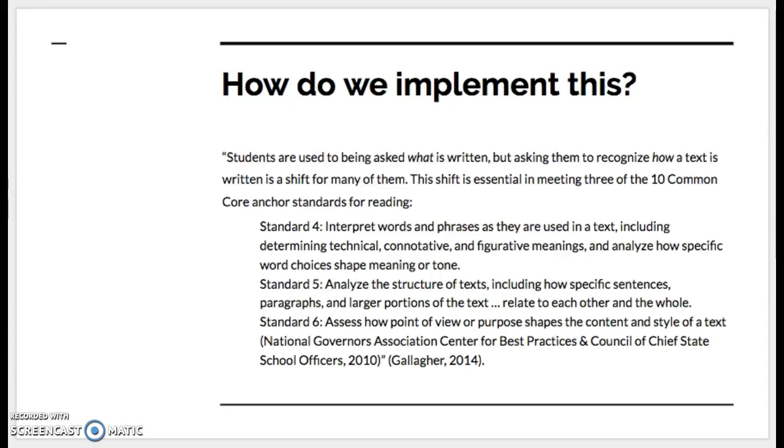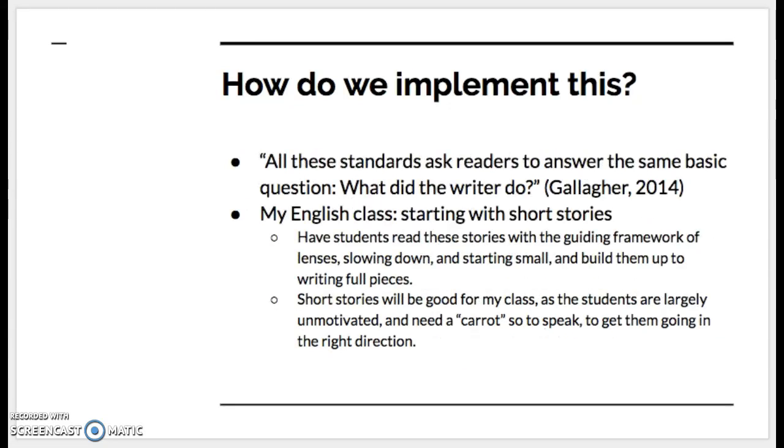Standard 5: analyze the structure of texts, including how specific sentences, paragraphs, and larger portions of the text relate to each other and the whole. Standard 6 assesses how point of view or purpose shapes the content and style of texts. With these standards in mind, using the lens, starting small theory and approach is a really good way of hitting these standards. All these standards ask readers to answer the same basic question: what did the writer do?